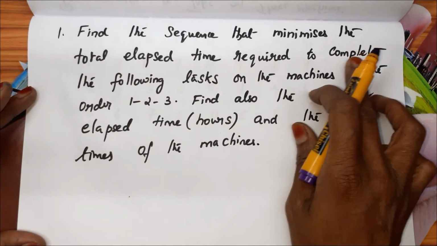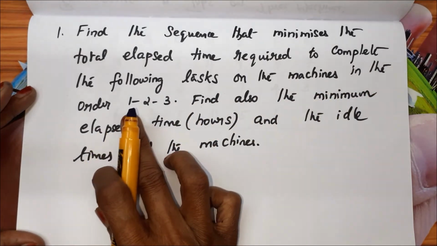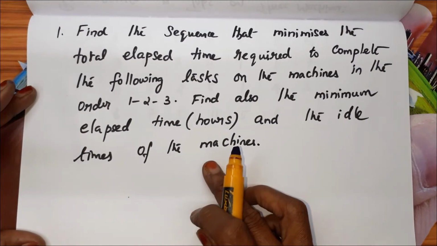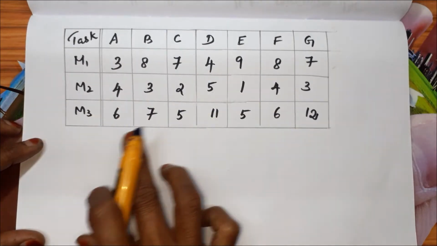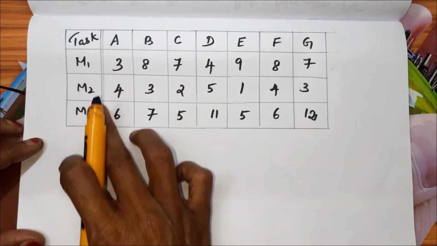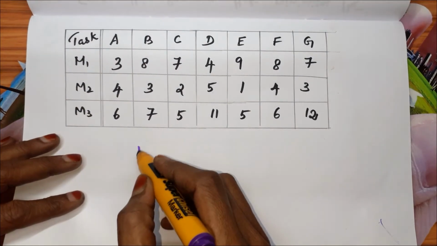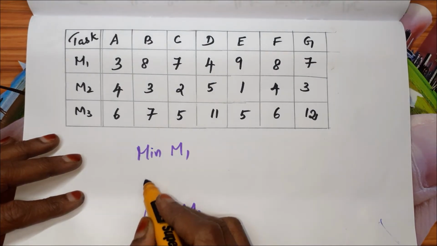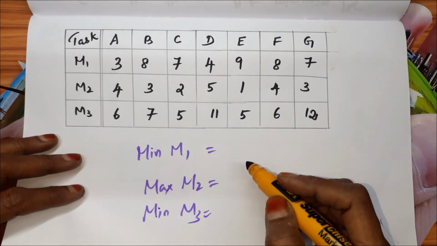Find the sequence that minimizes the total elapsed time required to complete the following tasks on the machines in the order 1, 2, 3. Find also the minimum total elapsed time and the idle time for the machines. And this is the data given, M1, M2, M3, and we have 7 tasks, that is 7 jobs have to be processed in these machines. What is the condition I said? We have to find the minimum of M1, minimum of M3, and the maximum of M2. So these values we have to find and we have to compare.